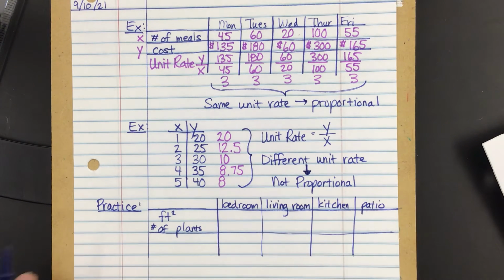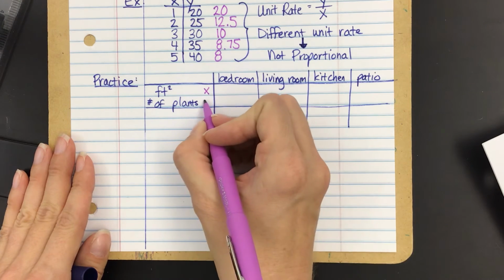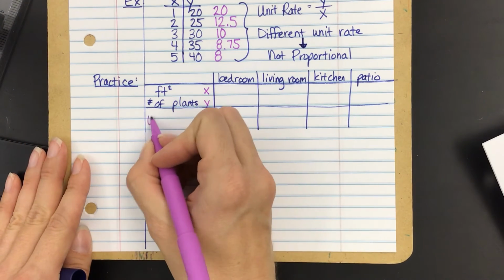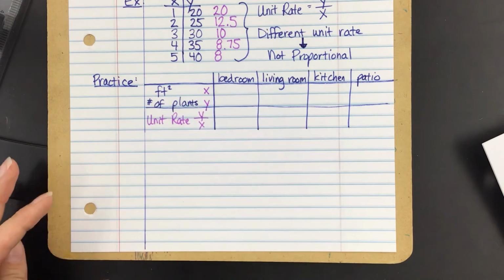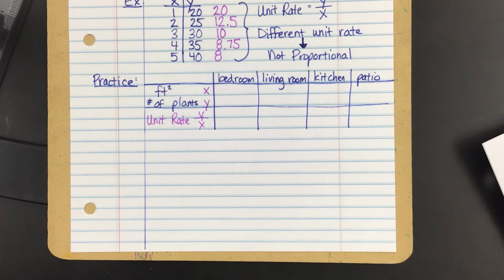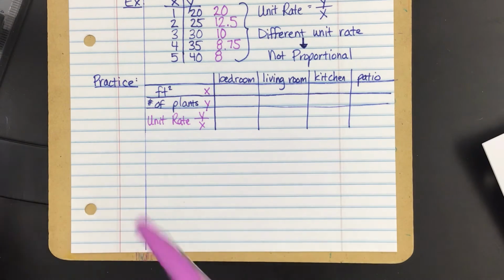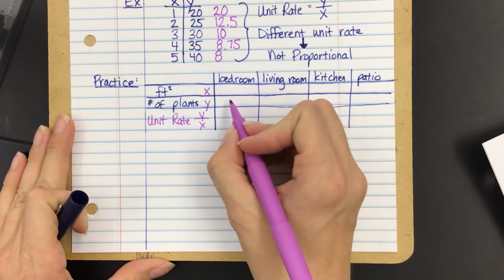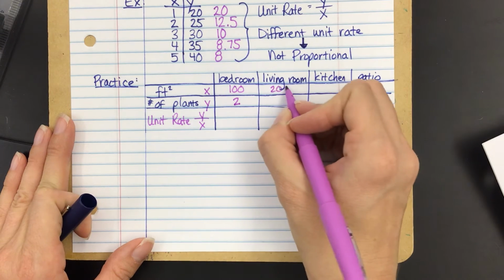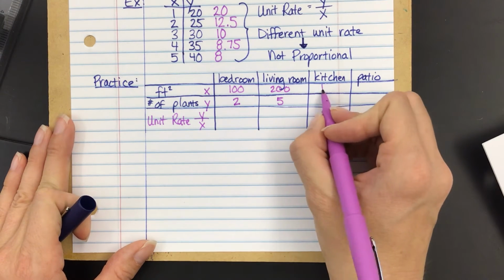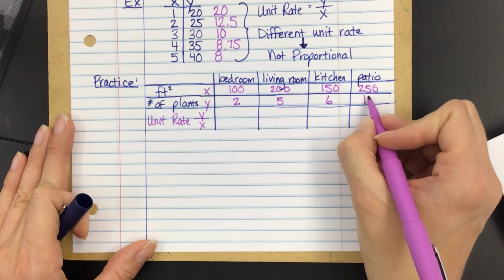And just a reminder, when you have a horizontal table like this, the top is our x, the bottom is our y. And we always do a unit rate of y over x. Now when I fill in the numbers here, we're going to have 100 square feet for the bedroom with 2 plants in it. 200 feet with 5 plants. 150 feet with 6 plants. 250 feet with 10 plants.